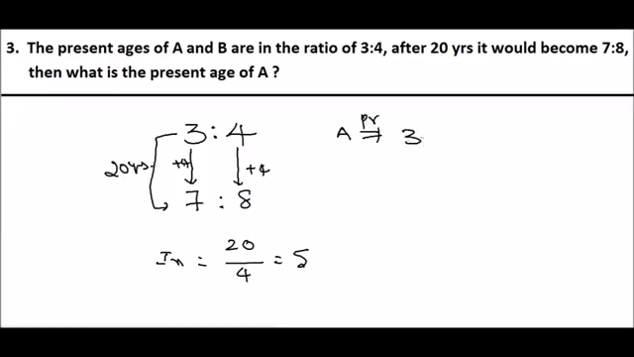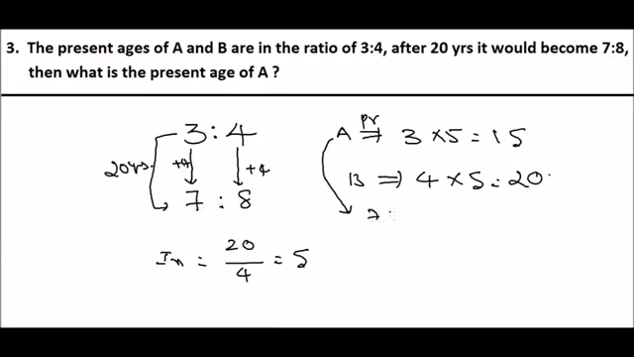A's age is equal to 3 into 5, that is 15. Then B's age, if they ask, should be 4 into 5, that is 20. What is A's age after 20 years? Obviously that should be 7 into 5, that is 35. 35 is nothing but 15 plus 20. Hope you must have got the concept of this one.